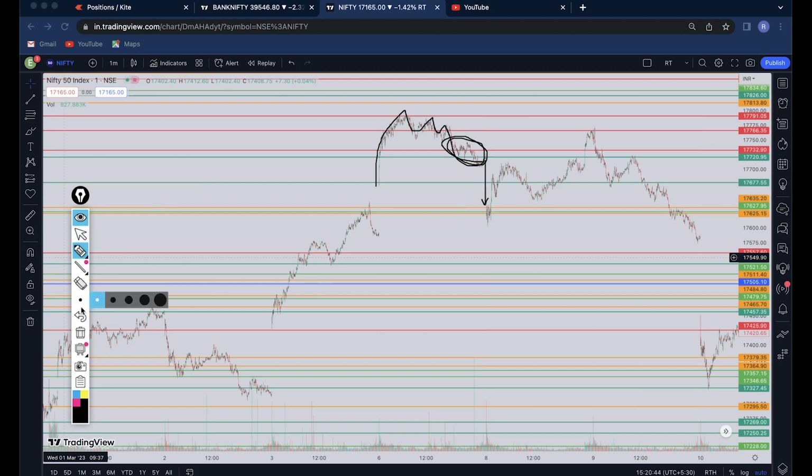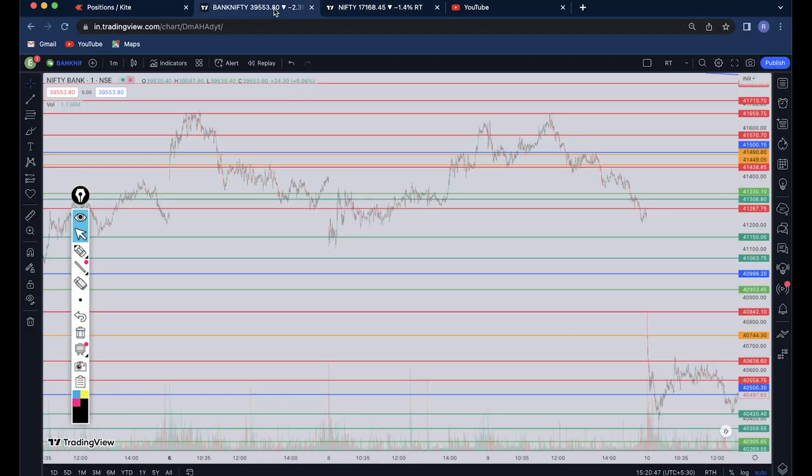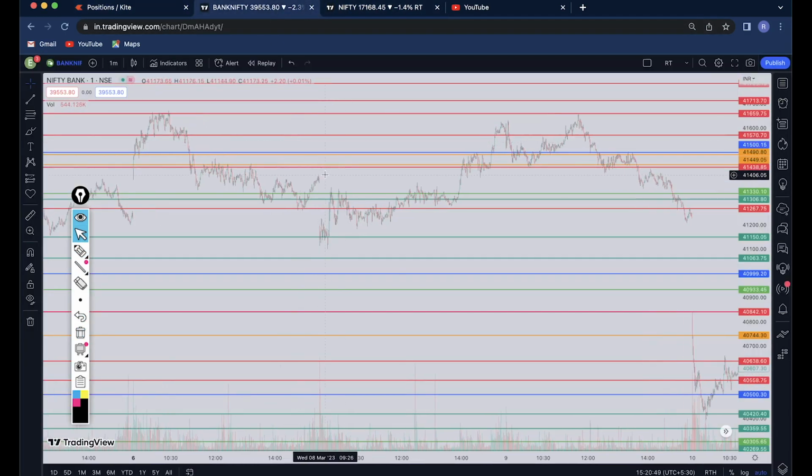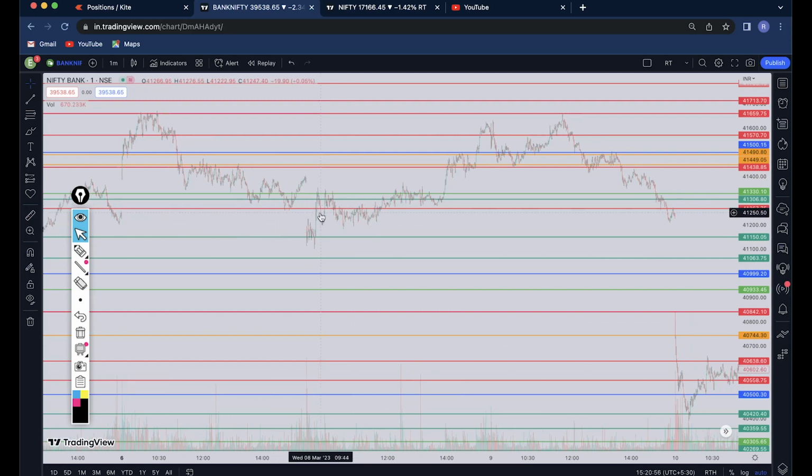So this was also the day before Holi, and I had made, for the first time in my life, a position held overnight. I had held one position here and exited the next day here. I had made a put option here and I had booked a profit. Anyway, we will discuss that in some later videos.